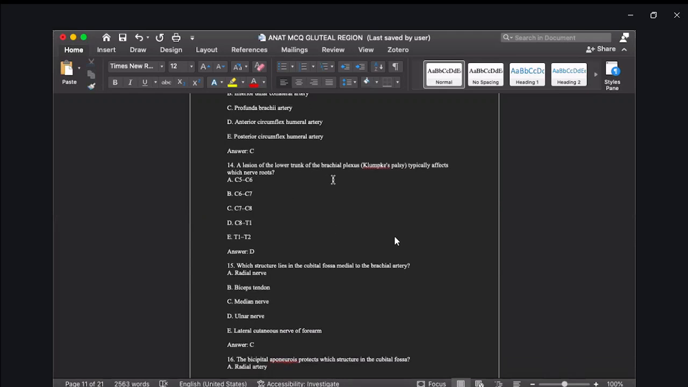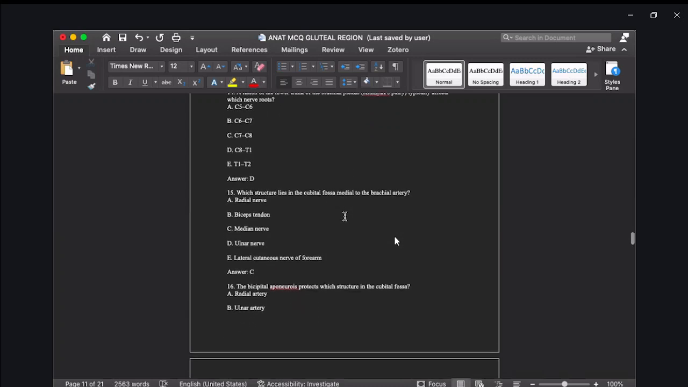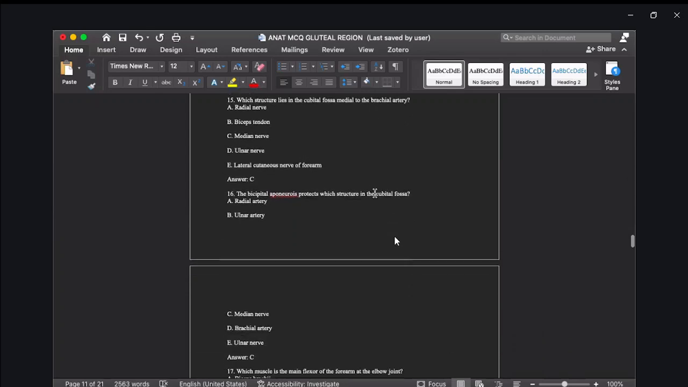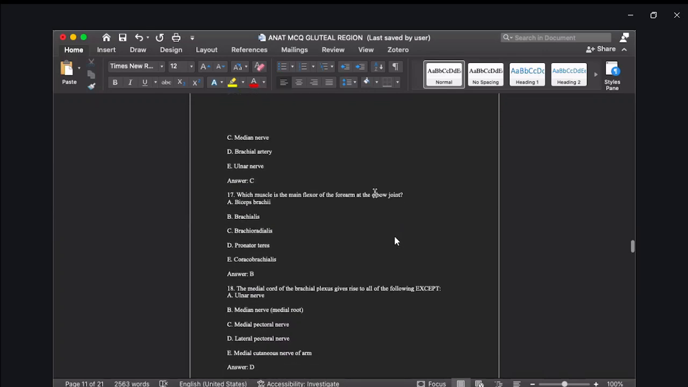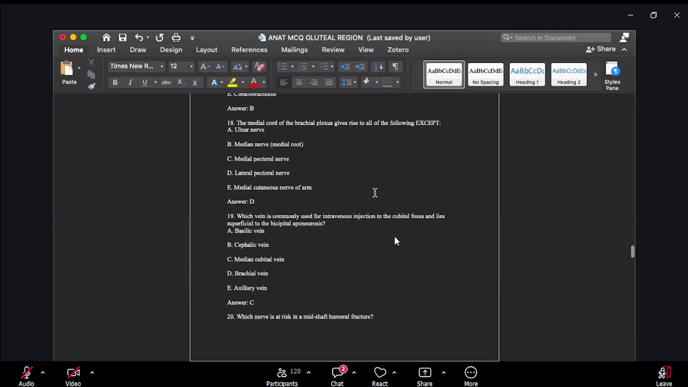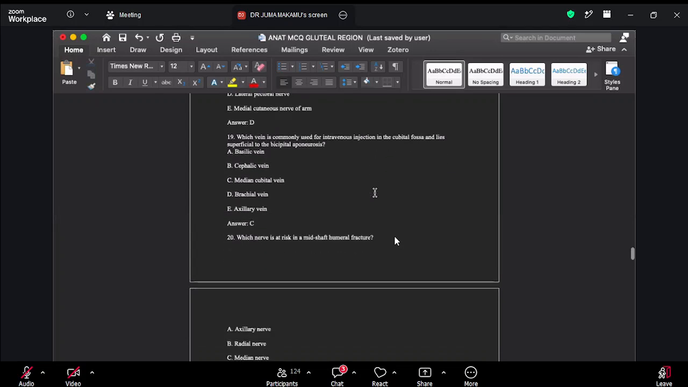The lower lesion of the trunk of the brachial plexus partially affects which nerve roots? C8, T1, Klumpke palsy. Which structure lies in the cubital fossa, medial to the brachial artery? You must know that. Median nerve. Very easy questions, actually.